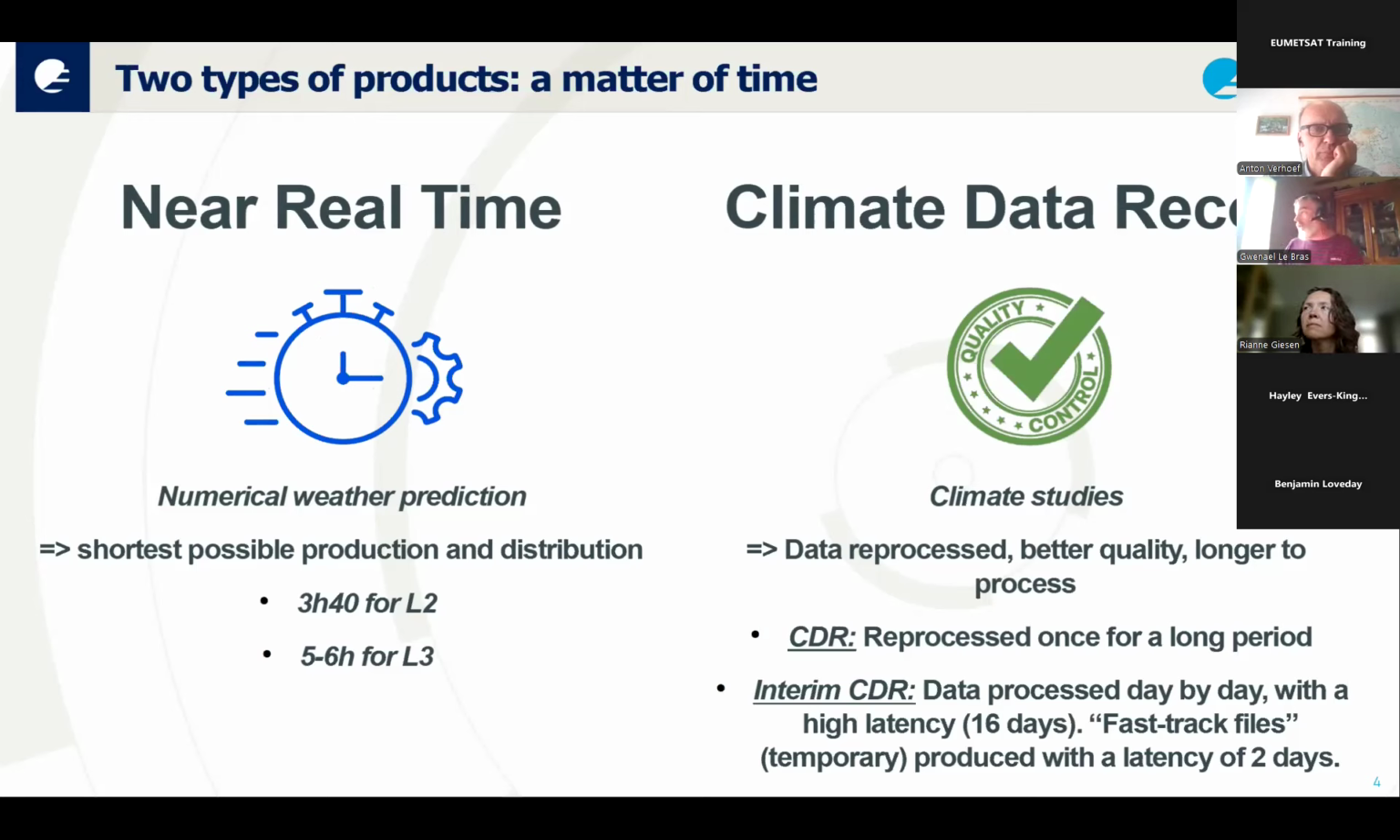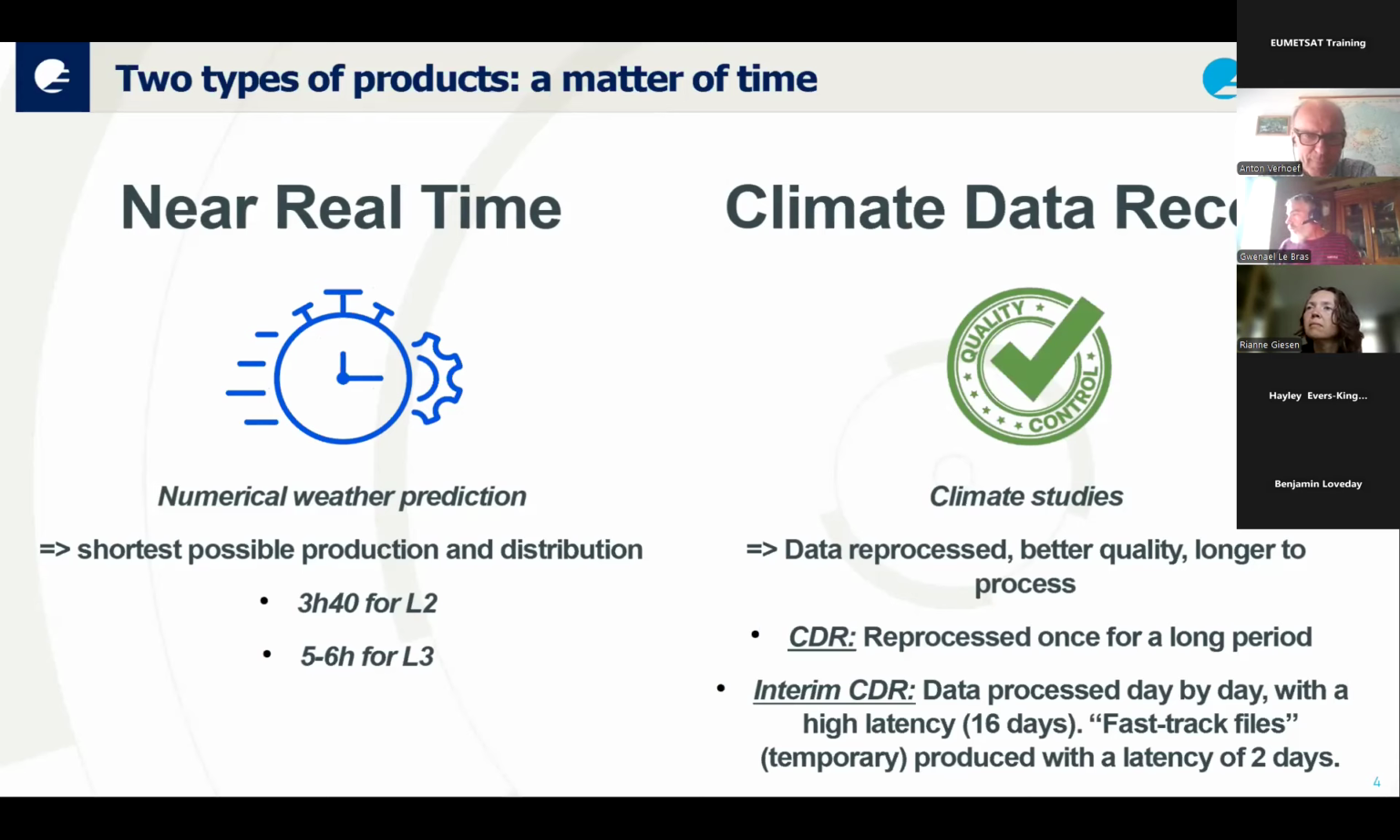the near real-time data. But then we often do some reprocessing, which we call the climate data records. With this data, we take more time to process it, so the quality is better, but it takes a longer time to process. You need to wait a while to get the data.